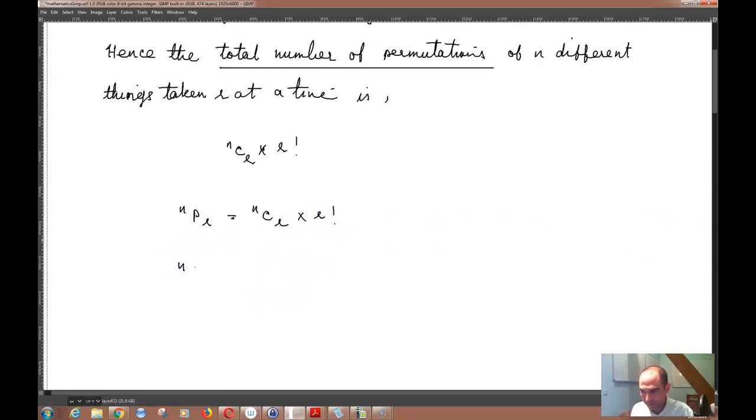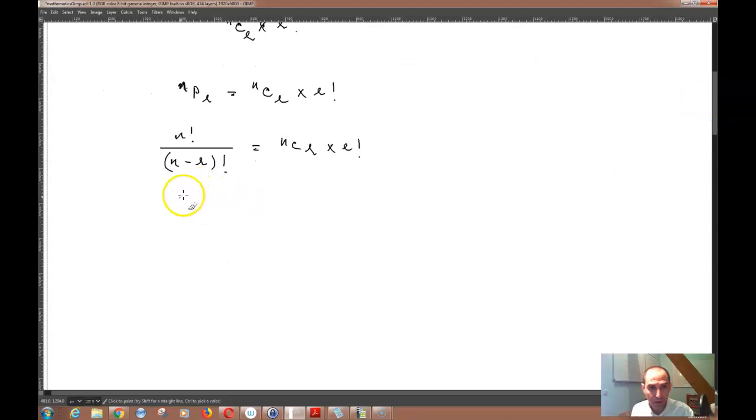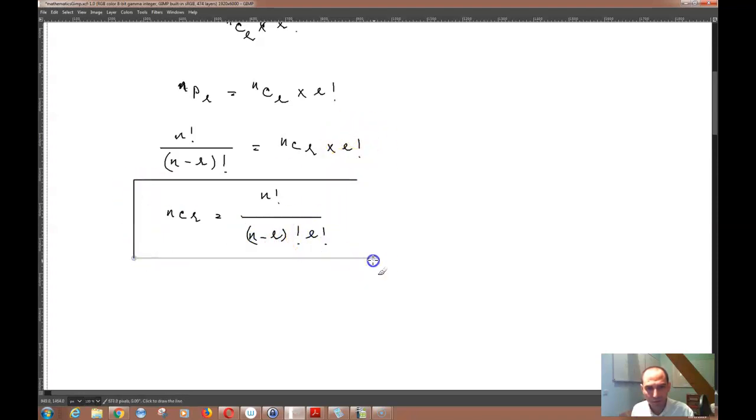Which means that, since I know n permutation R is n factorial divided by n minus R factorial, this is equal to n combination R times R factorial. And so n combination R is this divided by this, which means n factorial divided by n minus R factorial, divided by R factorial. So that's the formula that we were looking for.